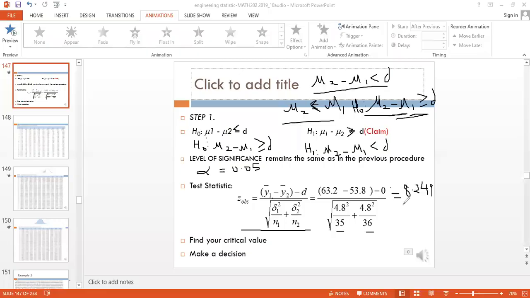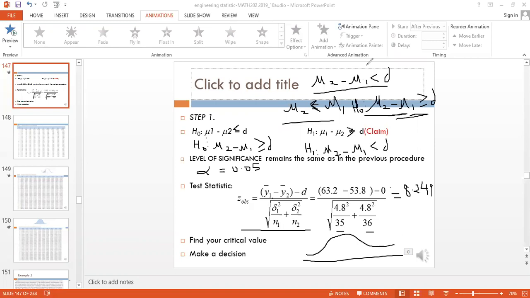Okay, so Steven says he has 8.249. Thank you. Then the next step, Prince, did you get the same answer? Okay. So the next step is to read your critical value. And in so doing, like we are already aware, once the sign on your alternate hypothesis is what?